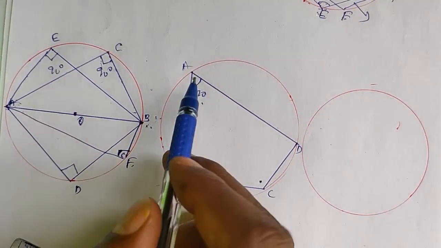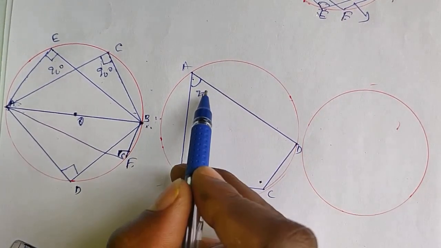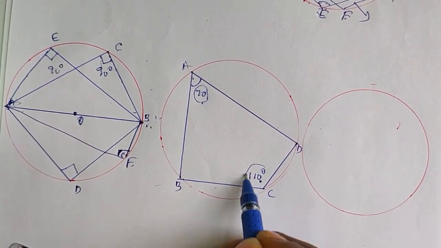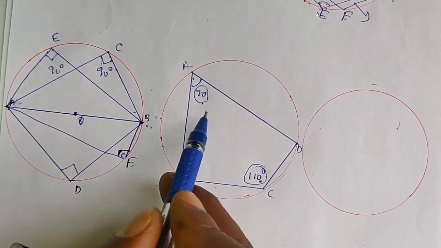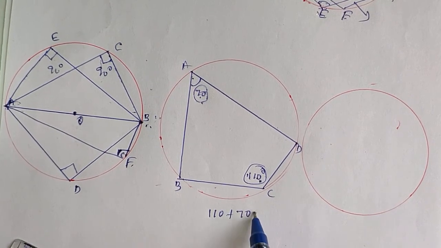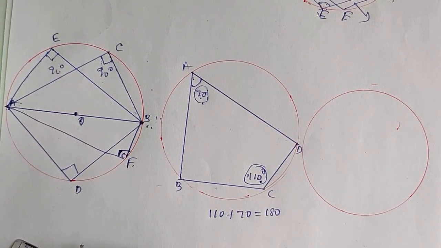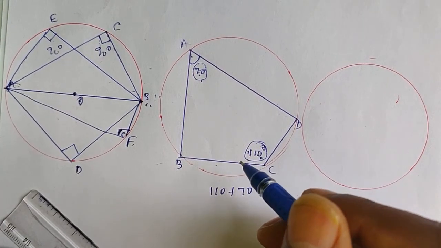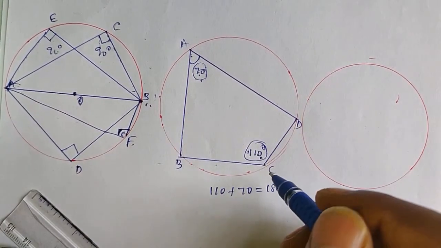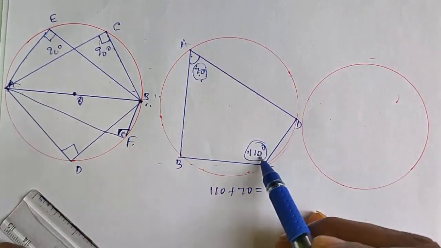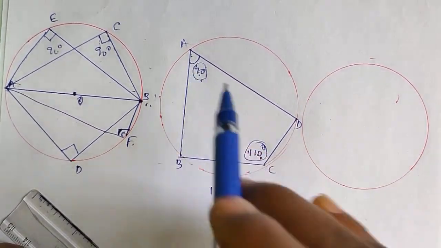It's not 70 degrees. In cyclic quadrilateral ABCD, if this is 70 degrees, this is 110 degrees. So after writing C, if you add A and C, that sum should be 180 degrees. That is the important concept we learn from the cyclic quadrilateral. The cyclic quadrilateral concept is that the opposite angle sum is 180 degrees, not equal.